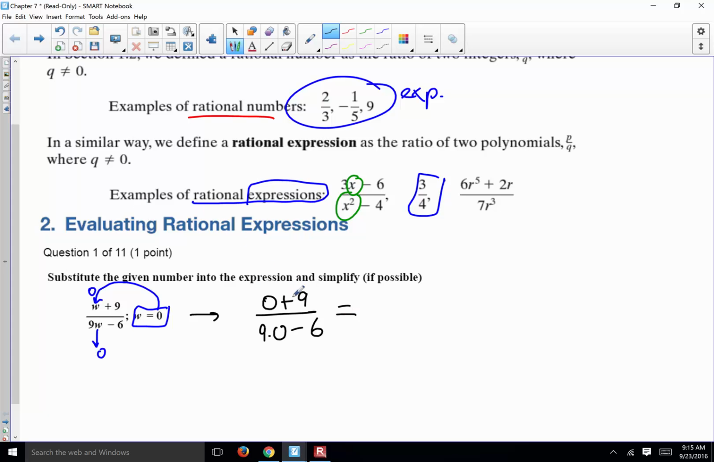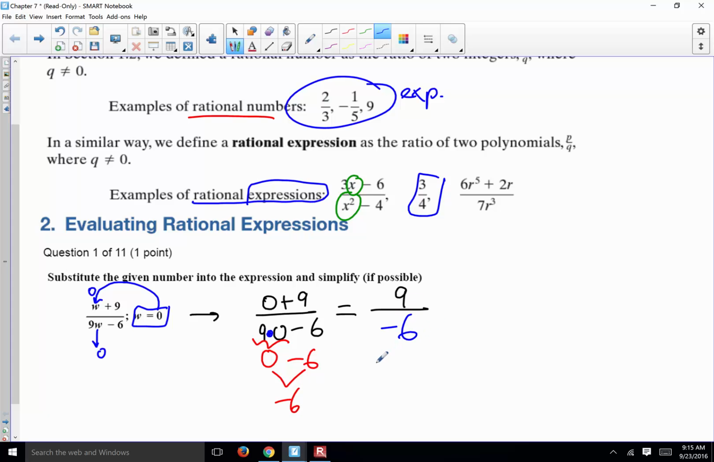Okay, what is 0 plus 9 on the top? 9. What is 9 times 0 minus 6? Because 9 times 0 is 0, and then we take away 6, it's minus 6. Again, order of operations is important. You need to perform multiplication first. Some people do 0 minus 6 and multiply by 9. So they multiply 9 and minus 6. No, you need to perform this first, then subtract.